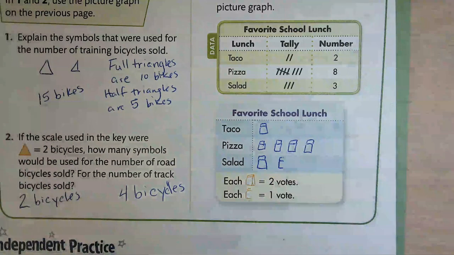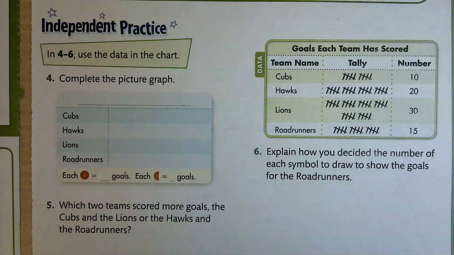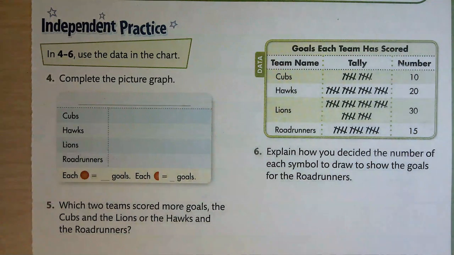Well, let's go ahead and slide down here to our independent practice next. All right, for numbers 4, 5, and 6, we're going to do these together, but make sure you've got your pencil and you're following along with me. I'm going to ask you some questions as we go. I want you to answer them.